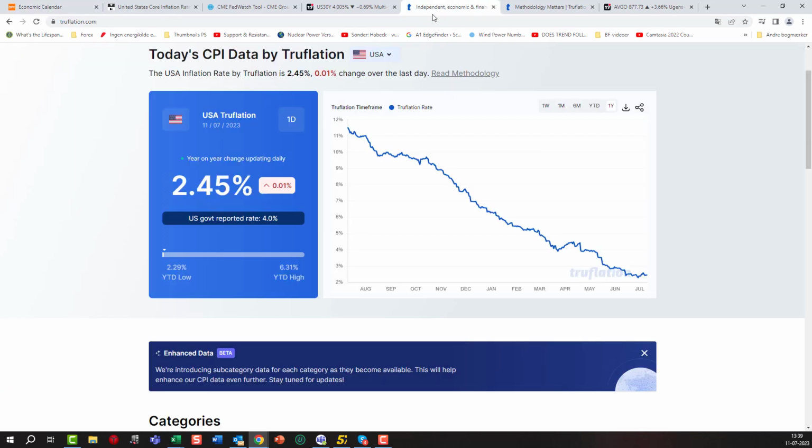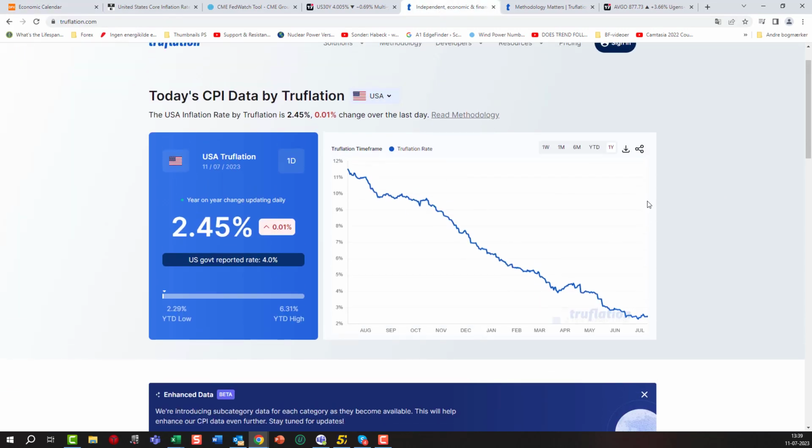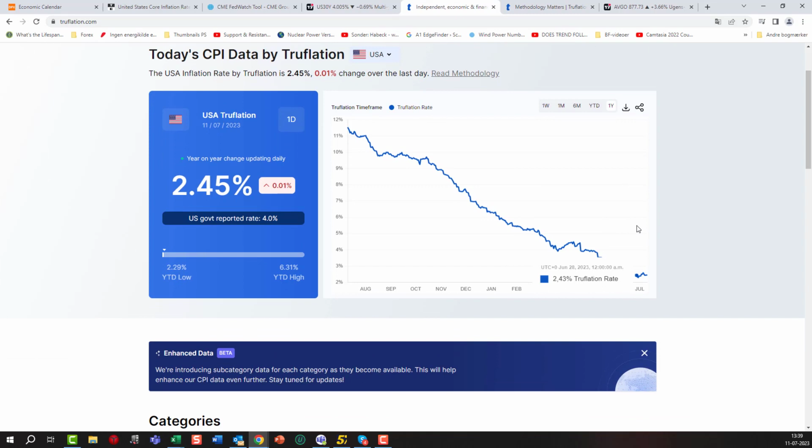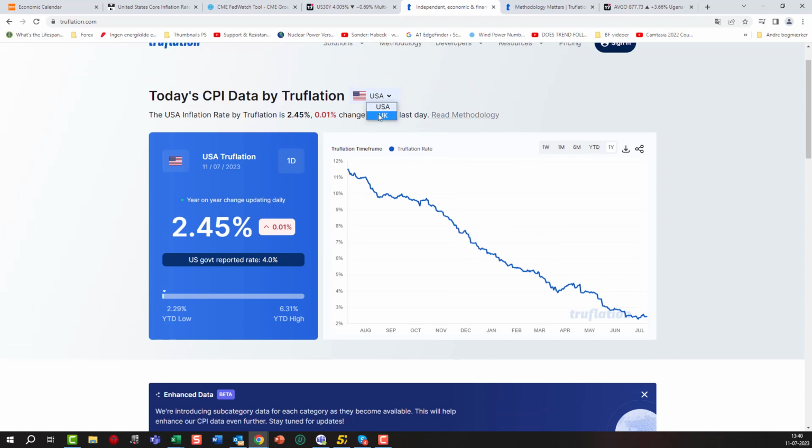But there is a nice website here that I would recommend that you visit. It's called trueflation.com. And on this website, they are live, online, getting about 10 million data points. They are updating it live every day, every hour, so that we can see what the prices really are in the United States and in the UK.